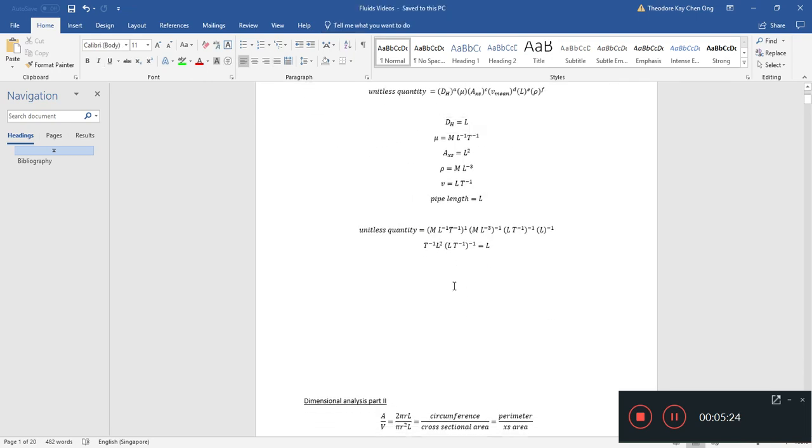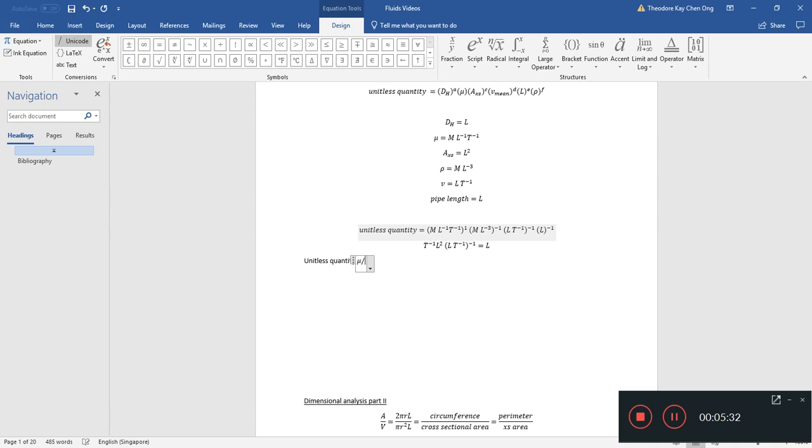Okay, so what is this unitless quantity? We have mu on top. And what do we have at the bottom? We have rho. We have a velocity. And then we have hydraulic mean diameter.